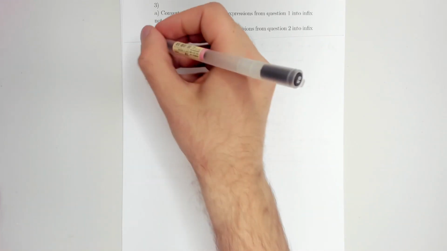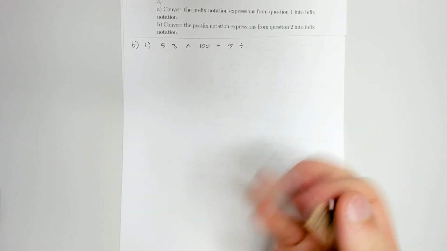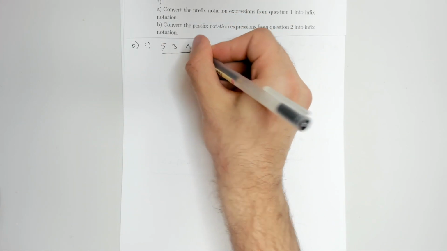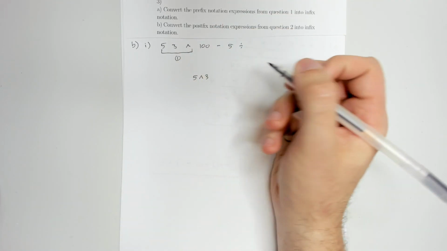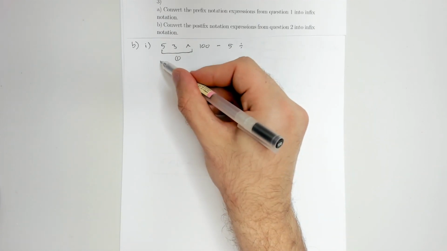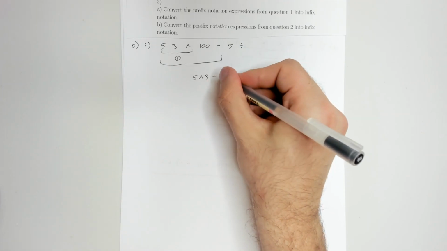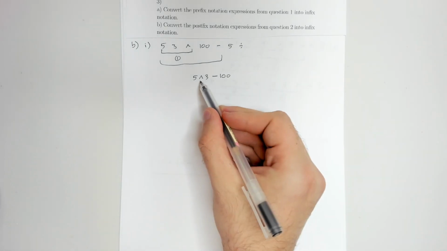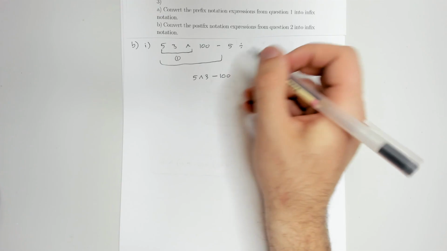All right, part B asks us to convert the postfix notation expressions from question 2 now into infix notation. So here we evaluate from left to right, or we evaluate the leftmost operations first. So the first thing we would be doing is 5 to the power of 3. So writing that in infix notation, we get that statement there. And then afterwards, we're doing the subtraction. So that's going to be this result minus the 100. No parentheses necessary because exponentiation comes before subtraction. And then lastly, we have division, where we take this entire result here and we divide it by the 5.